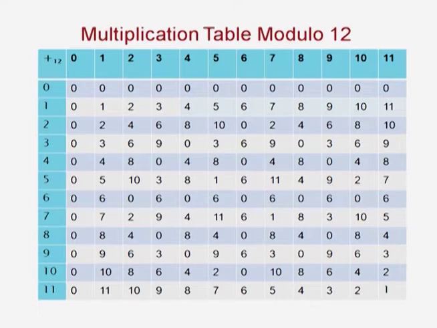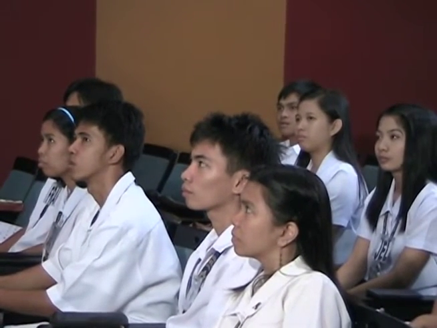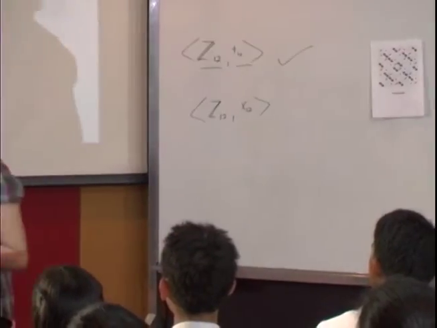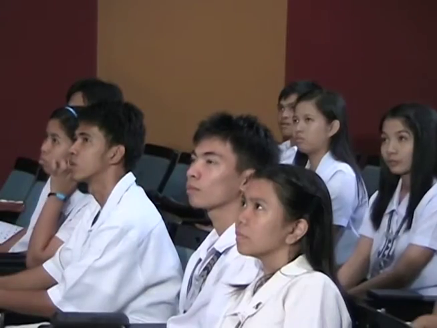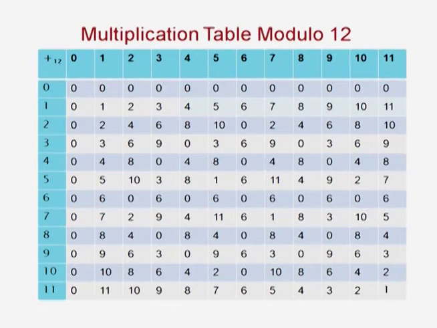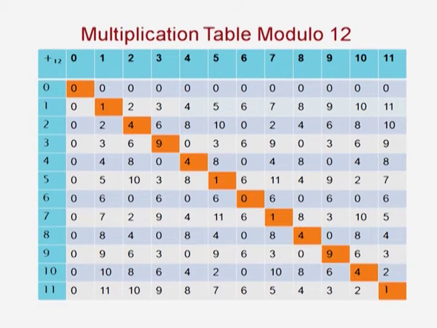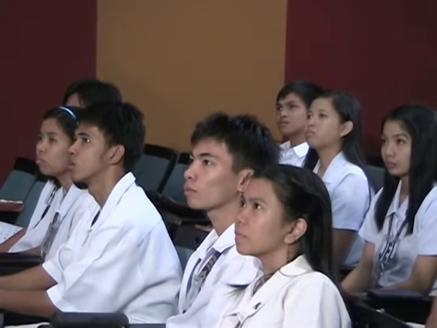We take any 2 arbitrary elements. So A and B, is A times B equal to B times A? Actually, there's a simpler way for checking whether a table is commutative or not. What do we need to do? All we need to do is highlight the diagonal and check if the entries are symmetric with respect to this diagonal.